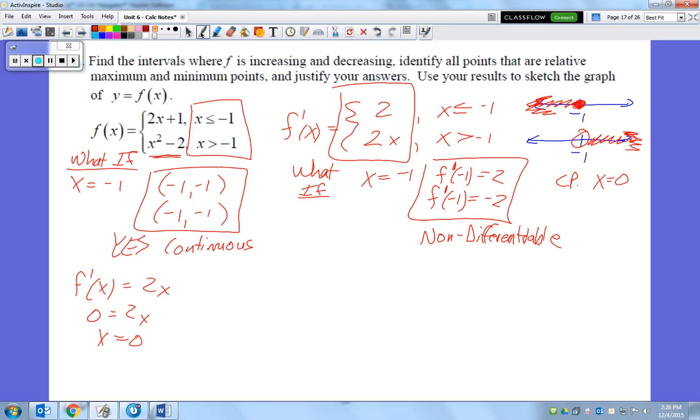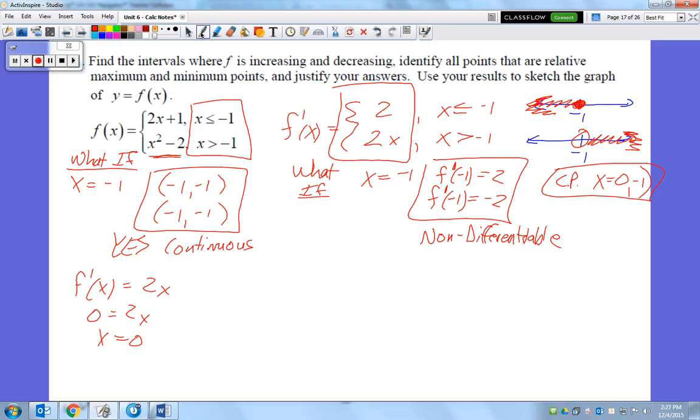The 2 is not undefined. The -1 is undefined. Why? Because it's non-differentiable. One has a 2, one has a -2, so it's going to be non-differentiable. So if I look at that, I'm going to say -1, even though I didn't set it equal to anything. What I really set x equal to -1 is undefined. That's how I figured out that this is also going to be a critical point.